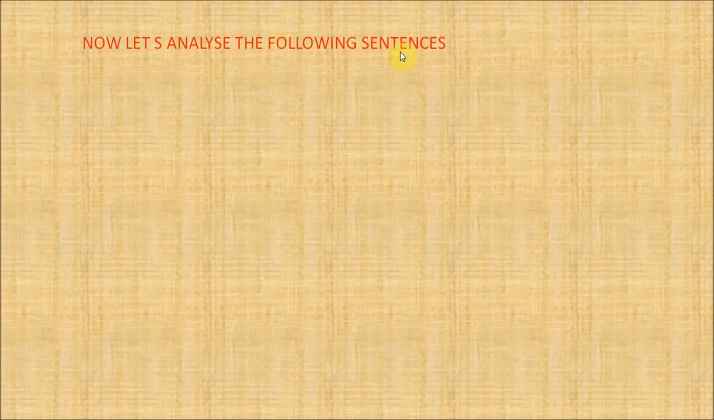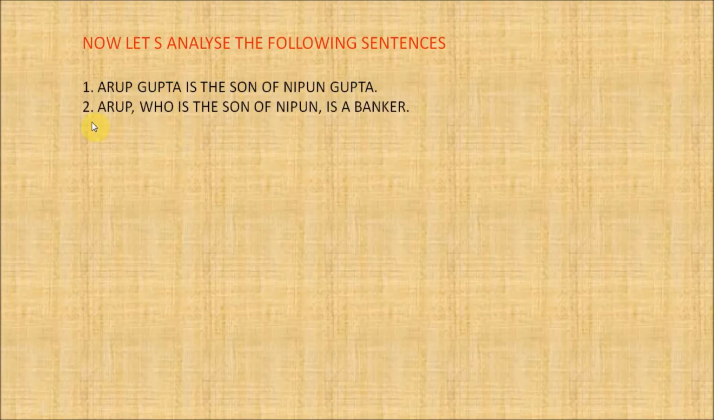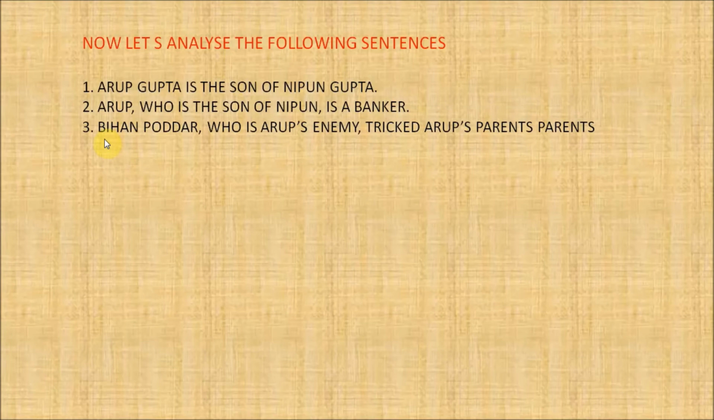Now let's analyze the following sentences and try to find out the simple sentences. First, Arup Gupta is the son of Nipun Gupta. Second, Arup, who is the son of Nipun, is a banker. Third, Vihan's father, who is Arup's enemy, tricked Arup's parents. And fourth example, Arup Gupta, the son of Nipun Gupta, is a banker.